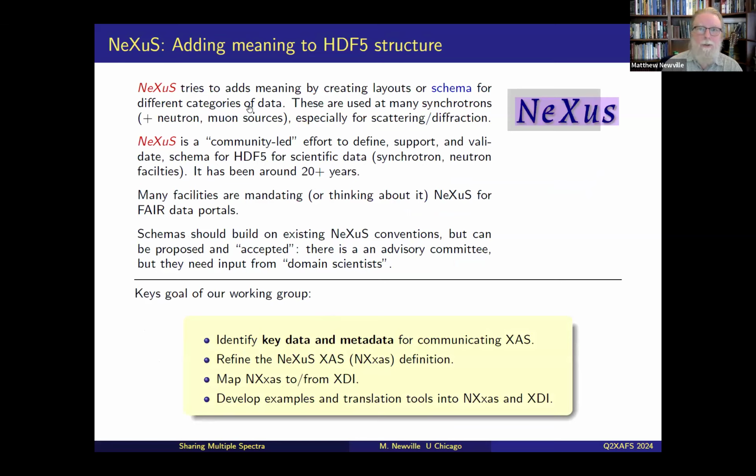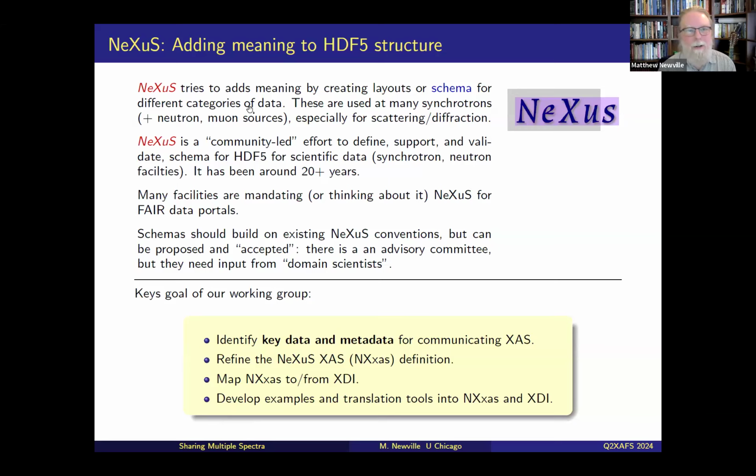And this is also used widely at synchrotrons. Actually, it was developed at synchrotrons and neutron sources, especially for scattering and diffraction data. Nexus is community-led, and there's an effort to define, support, and validate schema or definitions for different kinds of scientific data. So we need a Nexus format, a Nexus schema for XAFS. Actually, I'll say there is one. It's really bad. What we're really doing is redefining that one.